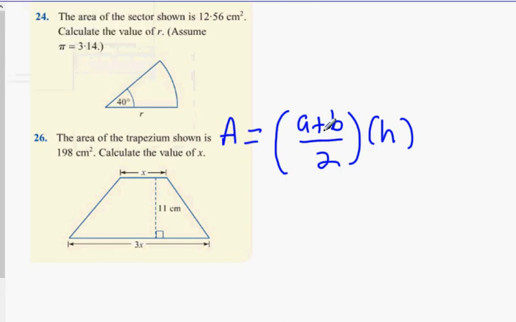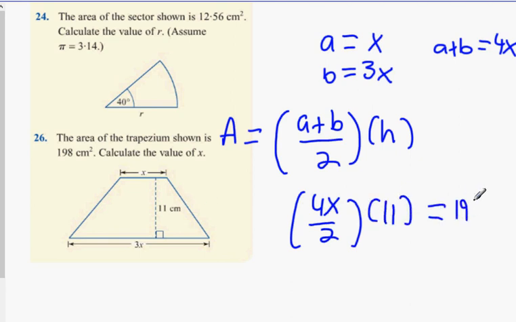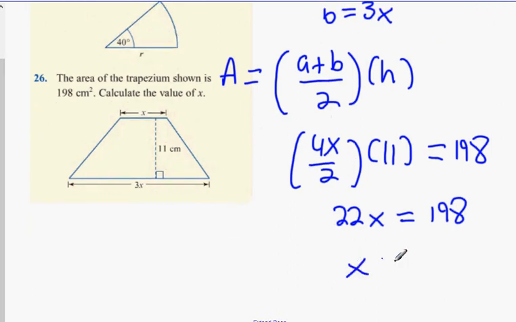Alright guys, what a and b stand for is the lengths. So we can say a equals x, b equals 3x. Therefore a plus b is 4x. It's going to be 4x over 2 multiplied by the height, which is 11. All of this has to equal 198 centimeters squared. It's going to be 22x equals 198. Divide 198 by 22. 198 divided by 22. x equals 9 centimeters. Okay.